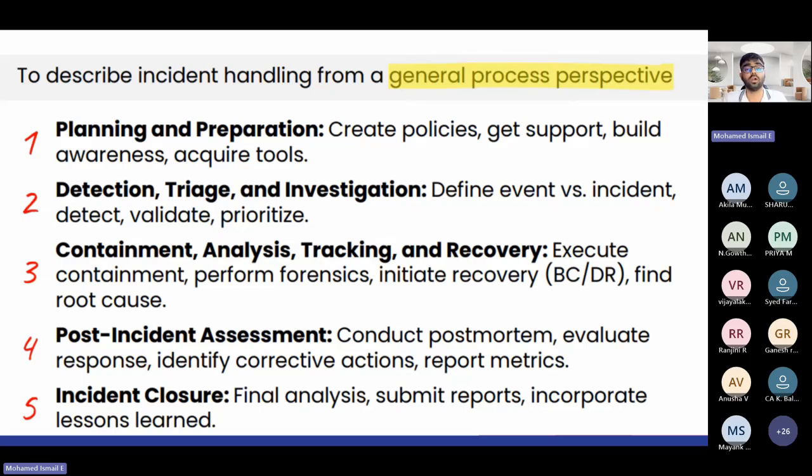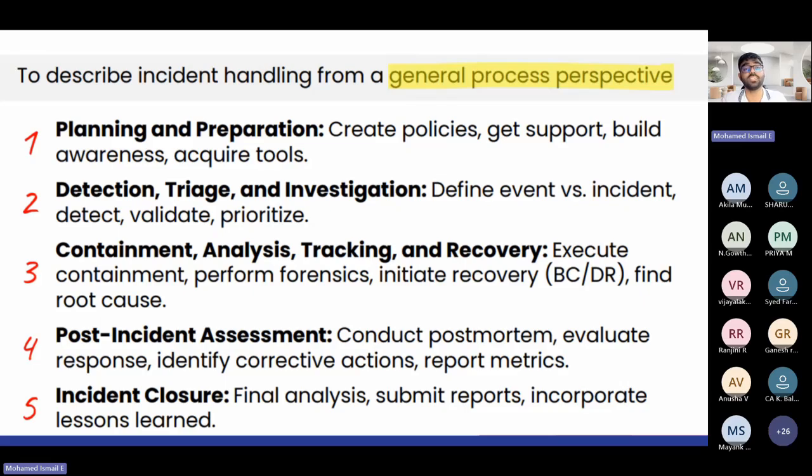They correlate the logs and identify the incident. So for that you need a SOC team, you need a SIEM solution as a tool. Then you need to define: if a regular employee logs into the SQL, you cannot treat that as an incident, right? You call it an event.